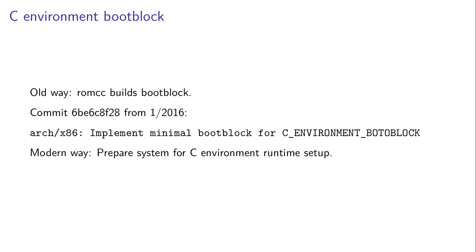Then people said, okay, with new processors and GCC having evolved, we actually want to use GCC, because ROMCC had several disadvantages and some constructs were not supported, and GCC is much better tested, of course. So Alexandru Gagniuc started to change the environment by allowing the bootblock to run in a C environment, and the bootblock gets built with the rest with GCC.